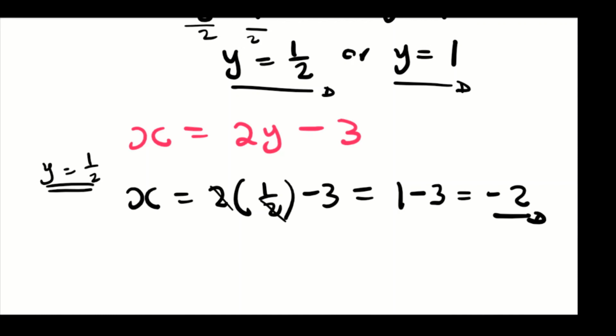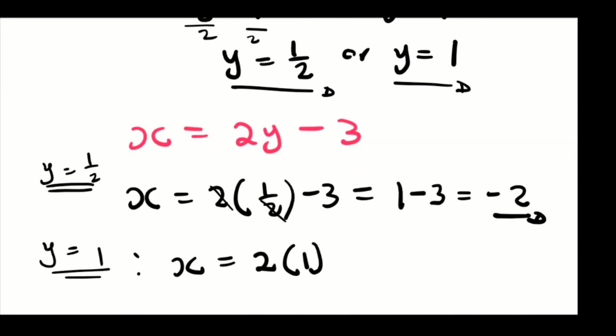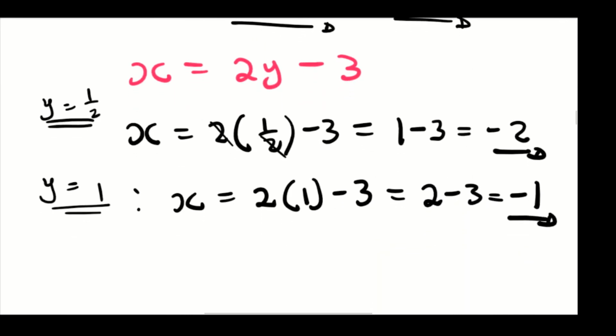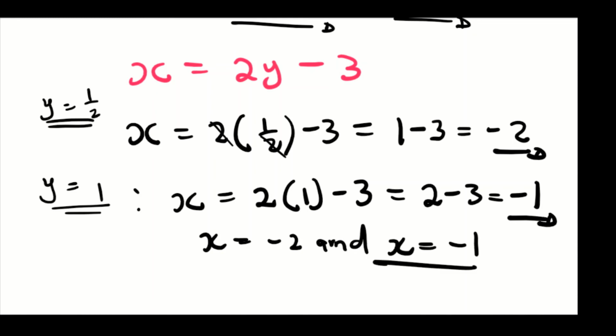So when y is equal to 1, x is equal to 2 times 1 minus 3, so it's going to be 2 minus 3, which is equal to minus 1, right? So these are the solutions of x. It's going to be x equal to minus 2 and x equal to minus 1. So these are our solutions of x.